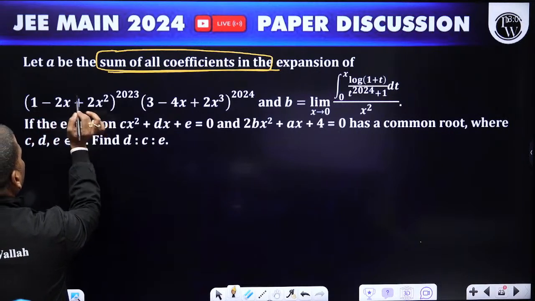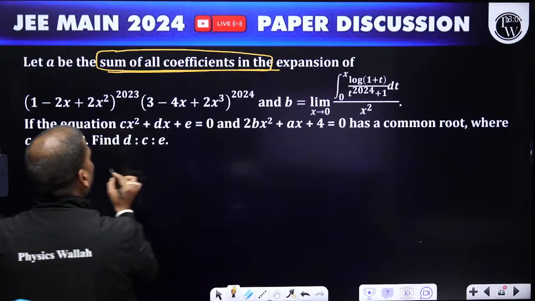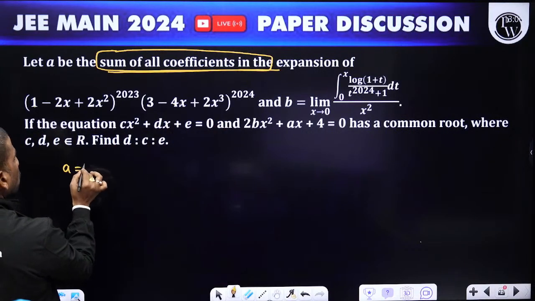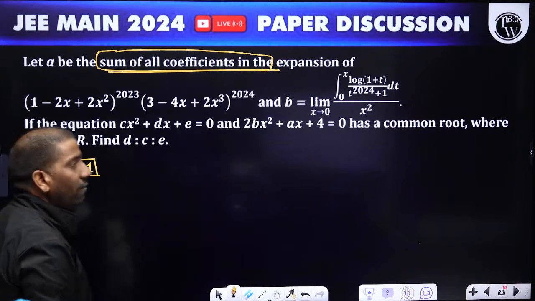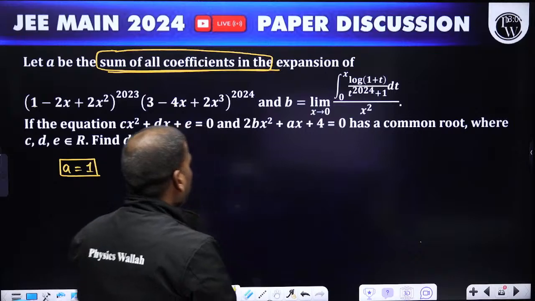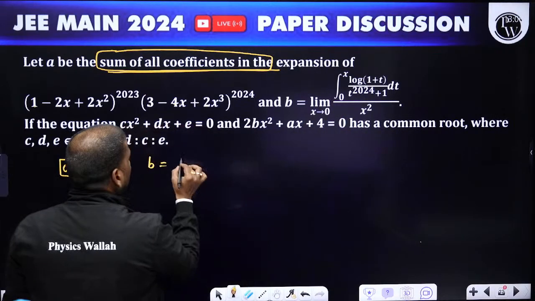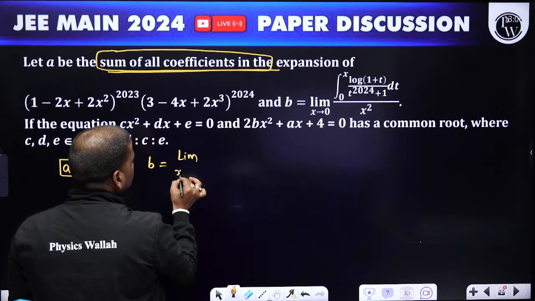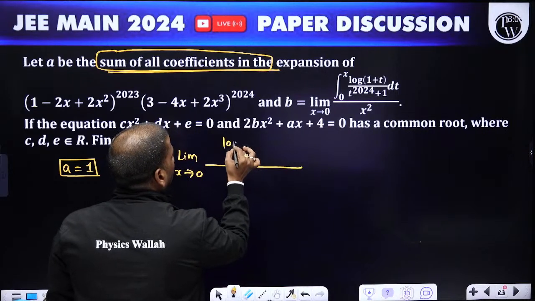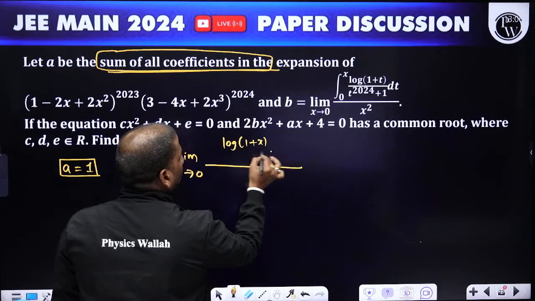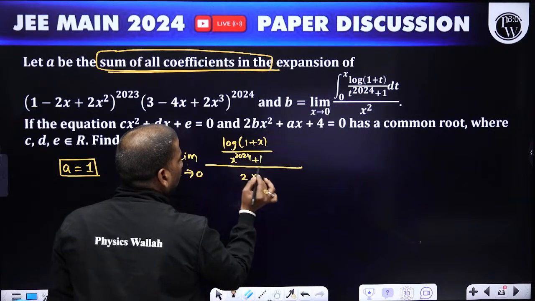1 minus 2, 2. So 1 only. 3 minus 4, 2. 5 minus, so 1 only. So this is equal to 1. A is equal to 1. Very simple. Now we need to find B. In order to find B, it is 0 by 0 form, right? L'Hopital rule. So limit x tending to 0. Apply Leibniz theorem there: log of 1 plus x power 2024 plus 1 by 2x.